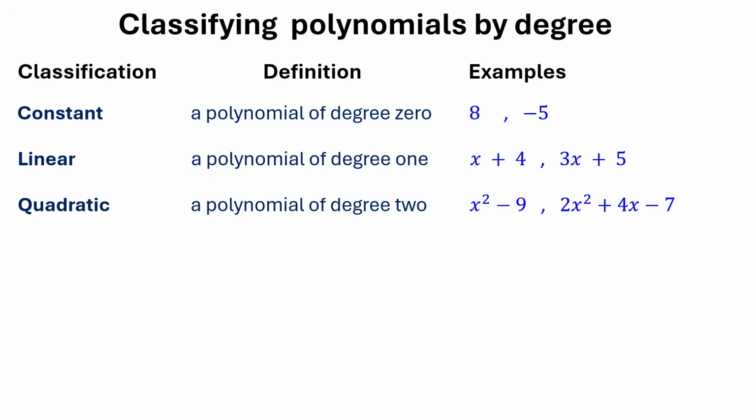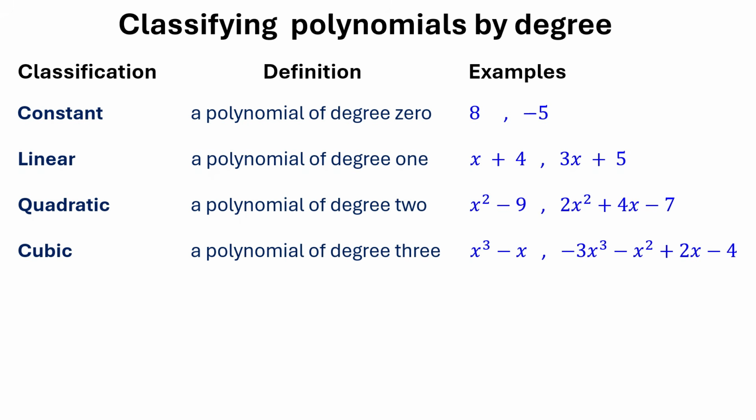A polynomial of degree 2 is called a quadratic polynomial. In both examples, the highest exponent is 2. So both are quadratic polynomials. A polynomial of degree 3 is called a cubic polynomial. Since the highest exponent in each one is 3, these are cubic polynomials.